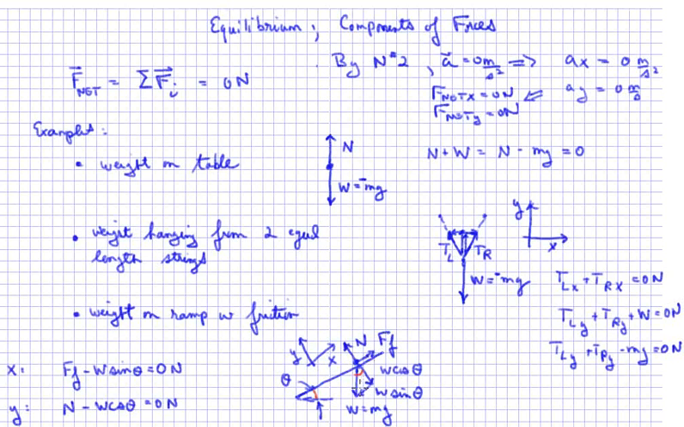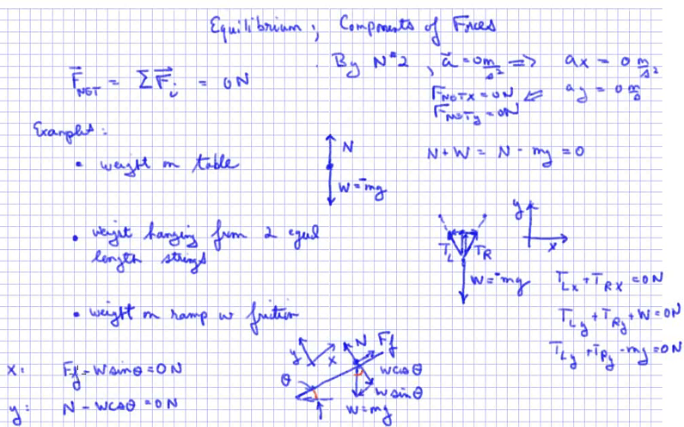What remains to be done is to take the W and break it into a component W cosine theta that's perpendicular to the plane, and a component W sine theta, which is parallel to the plane and pointing down. So this is pointing in the negative x direction. This is pointing in the negative y direction. By geometry, the angle of the ramp is the same as this angle right here.